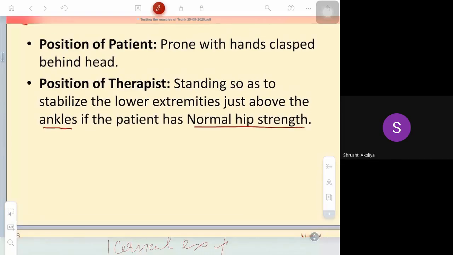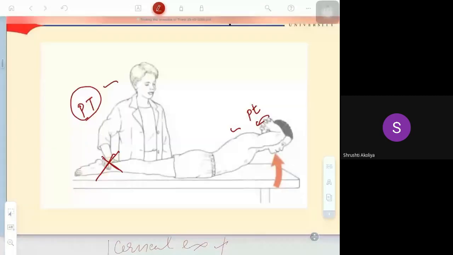Again, listen carefully. The position of therapist is, he will stand near the patient by the side of the couch and stabilize the lower extremity just above the ankle if the hip strength is normal. That is the hip extensor muscle, gluteus maximus muscle. If hip extensor muscle strength is normal, then he will stabilize the ankle.